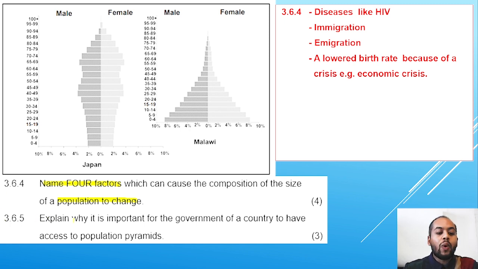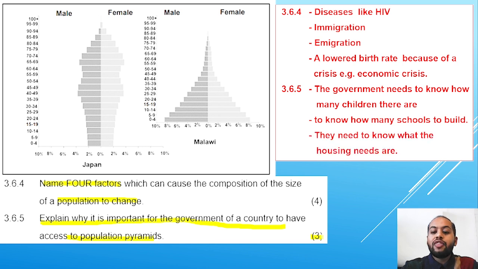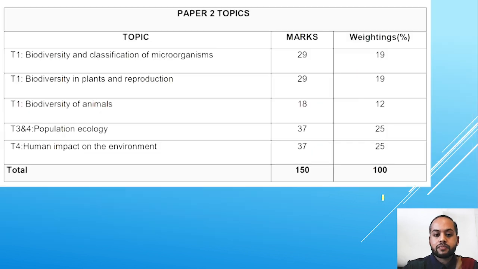3.6.5, explain why it's important for the government of a country to have access to population pyramids. For 3 marks, why does the government need to have access? The government needs to know how many children there are in the country, to know how many schools to build. They need to also know what the housing needs are. How much education facilities do they need? What type of infrastructure do they need to build? How many hospitals do they need to have in the country, etc.